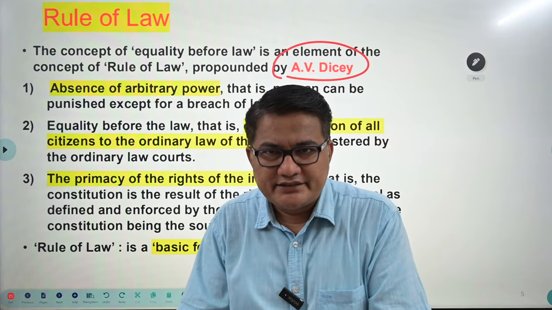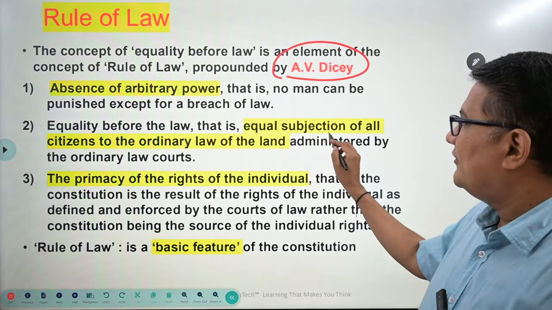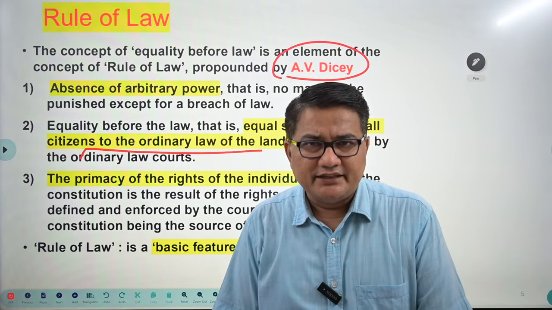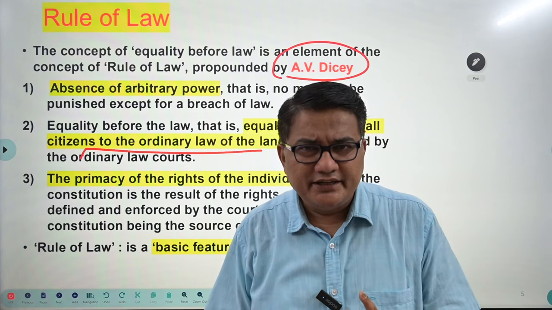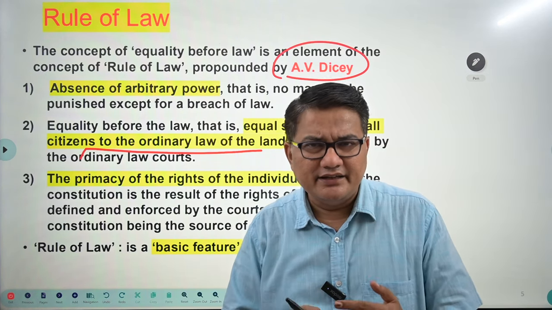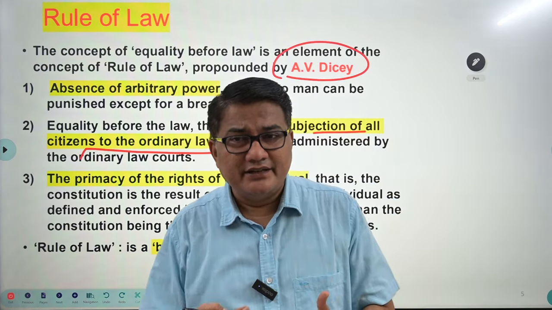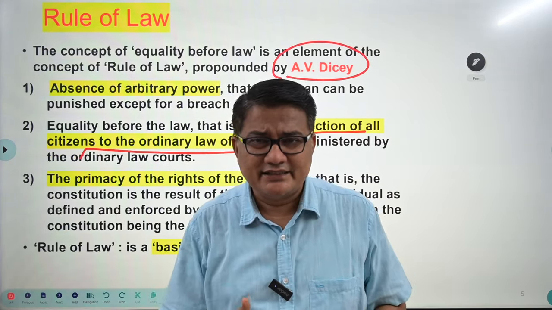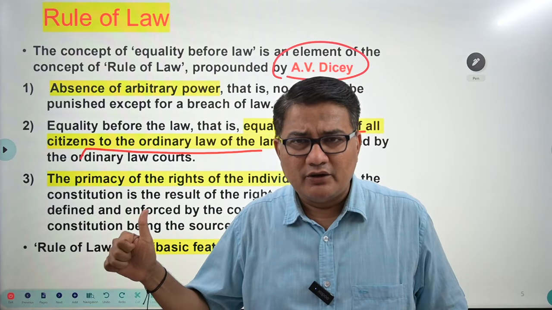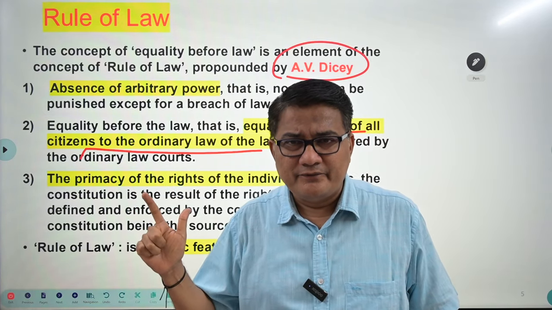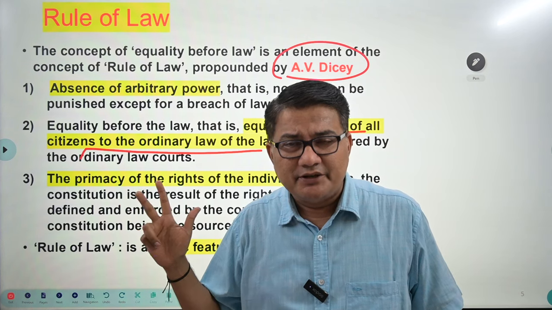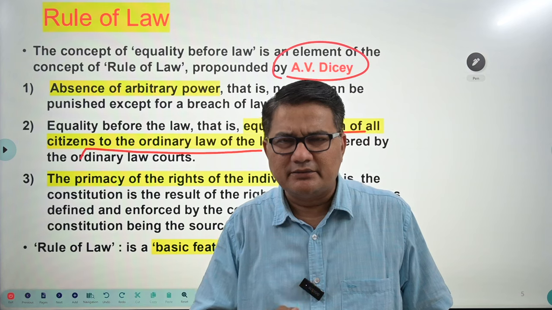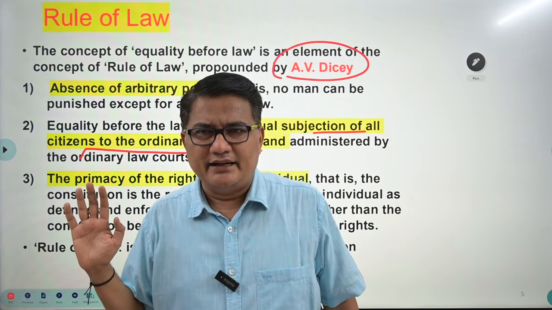Second, equality before the law, which says there is equal subjection of all citizens to the ordinary law of the land, and third, primacy of the rights of the individual. Out of these three, two are available in the Indian Constitution also. Then comes the next question. In simple language, if I want to discuss rule of law, don't you think we can say that rule of law means no one is above the law, everyone is equal in the eyes of law, and there cannot be any special treatment to anyone? Whether rich or poor, all are going to be subjected to the same law of the land.